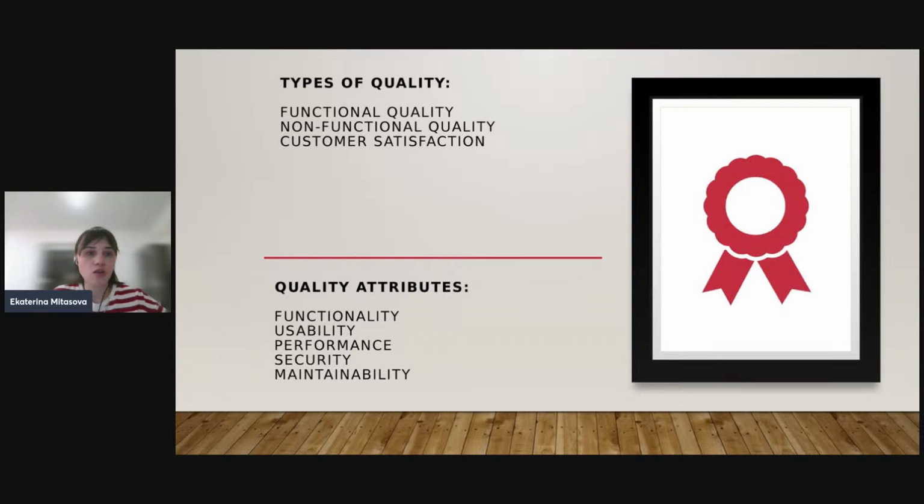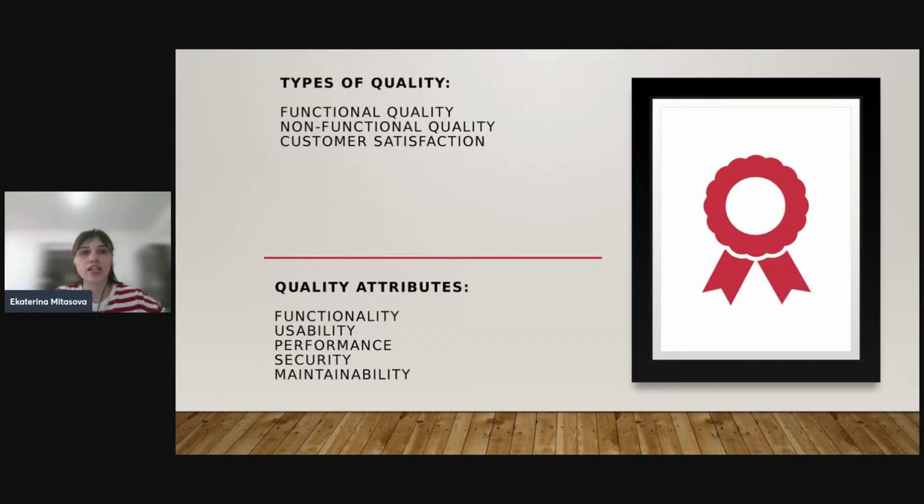So, functional quality shows how well the software meets its requirements and intended purpose without defects. Non-functional quality includes attributes such as scalability, usability, and security that enhance user experience and system reliability, and customer satisfaction relates to the degree to which the software fulfills end user needs with minimal errors or frustration. It's important to balance these quality attributes.